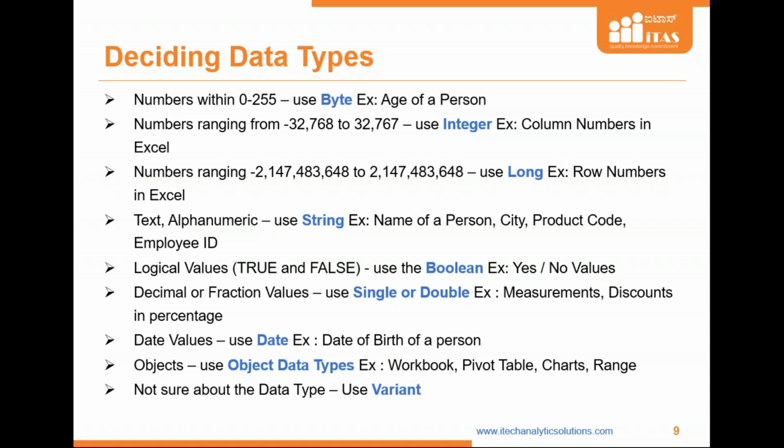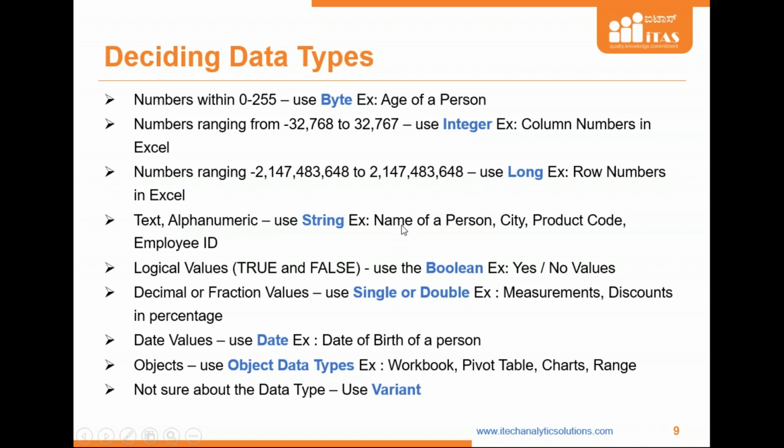Next, I was talking about how to decide the data types. See here, when I say age of a person, it will not exceed 100, or let's say 125. Then I'll be thinking of byte. The next, column numbers. I told you the column number is 16,384, which will not exceed, then I can think about going for integers. Then row numbers, that is 10,48,576. If you are working on such kind of data, then I have to think about long.